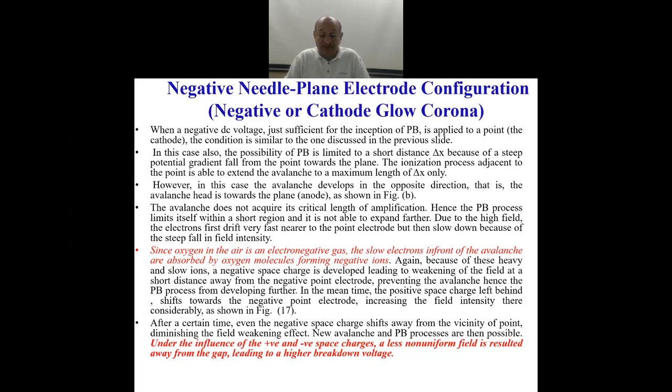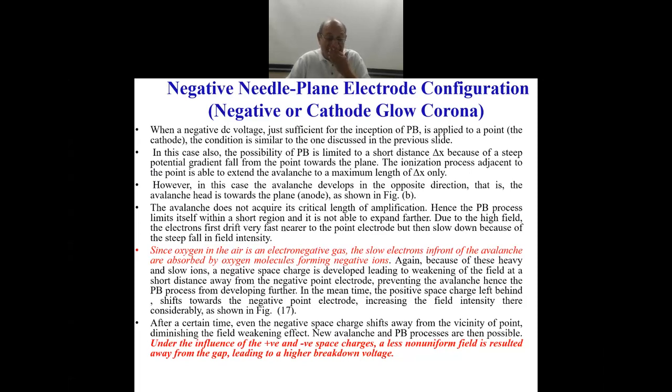which leads to weakening of the field at a short distance away from the negative point electrode. Negative space charge is built up a little away from the negative needle electrode, preventing the avalanche, and hence the partial breakdown process from developing further in the gap. That means it is confined closer to the electrode. In the meantime, the positive space charge left behind shifts towards the negative point electrode, increasing the field intensity there, and it has been explained there.